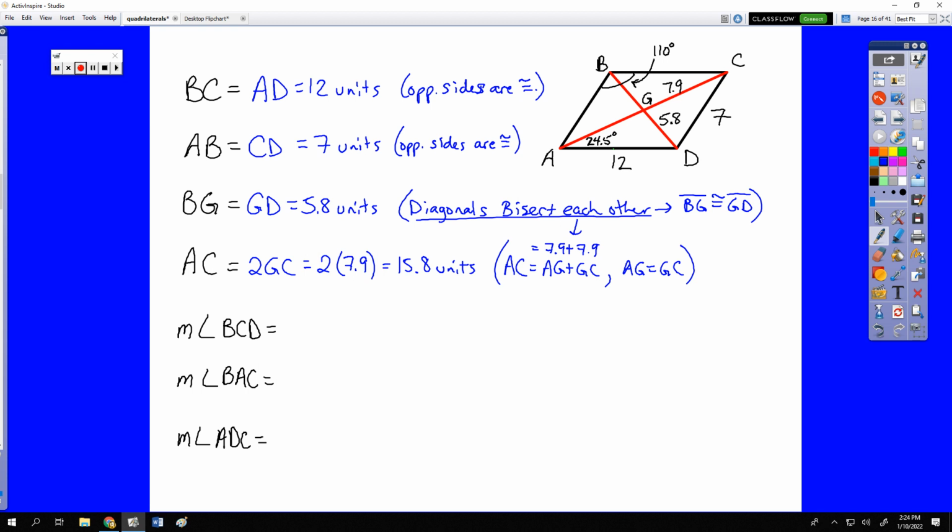BCD is one of the angles. It is supplementary. The angle BCD would be 180 minus the measure of angle ABC, which is 180 minus 110 degrees, or 70 degrees, because consecutive angles are supplementary.